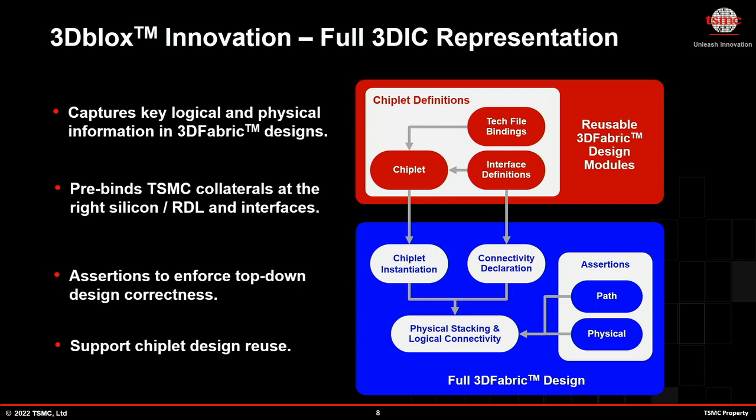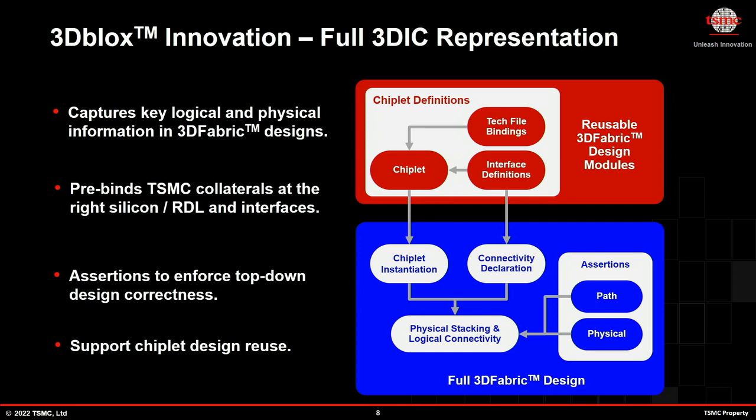Out of this, since we already have the definition of chiplet and the interfaces, all the TSMC technology files can be automatically bound into these descriptions. With that chiplet definition as a set of library components, we can instantiate them into a full 3D Fabric representation. A chiplet can be multiply instantiated. And since each instantiated chiplet already has its interface defined, we create what we call the connectivity construct, or the connection object, that explicitly binds them. With that, we have a full representation of the physical and the logical connectivities.